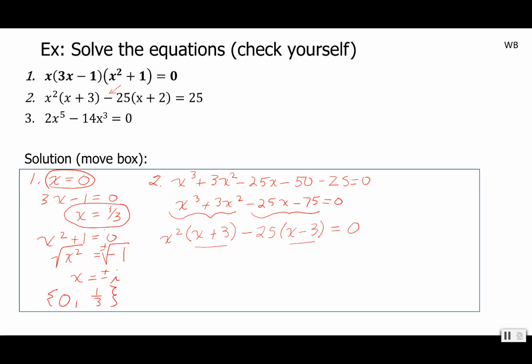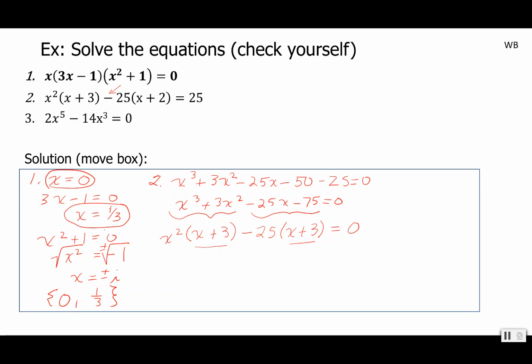to my next step. Secondly, if I were to check this distribution, I'd have minus 25x, which is what I would expect, but then I have negative 25 times negative 3 would give me positive 75. So I need to make sure that I check carefully and have all the right signs. A little sign error can make a big mistake.